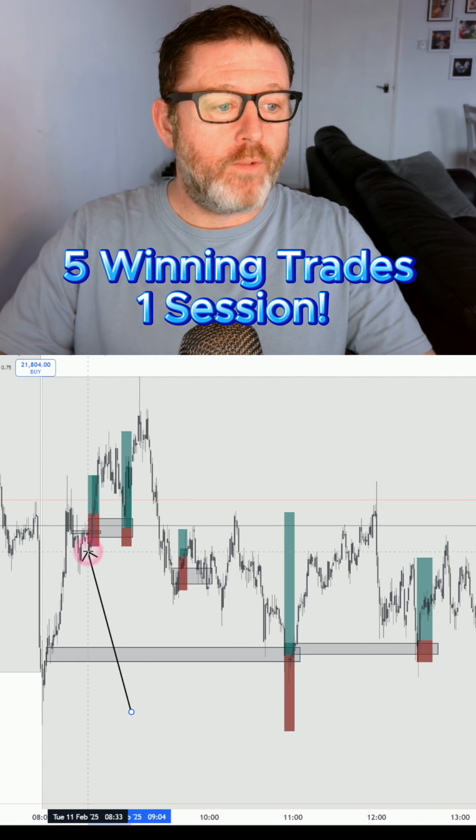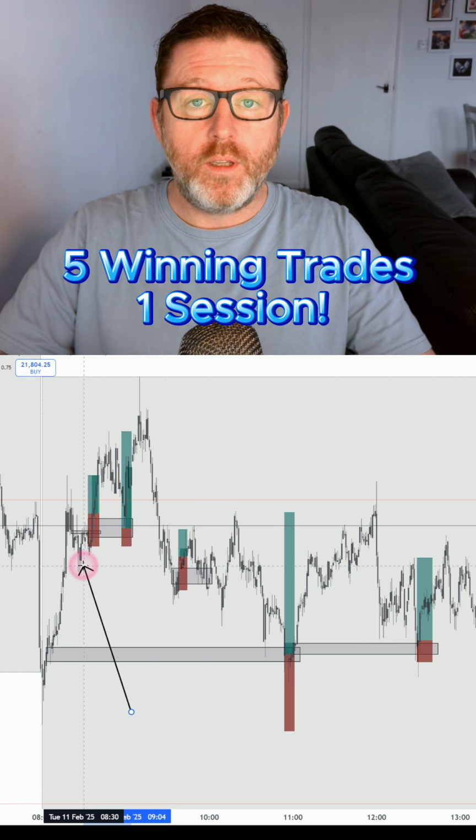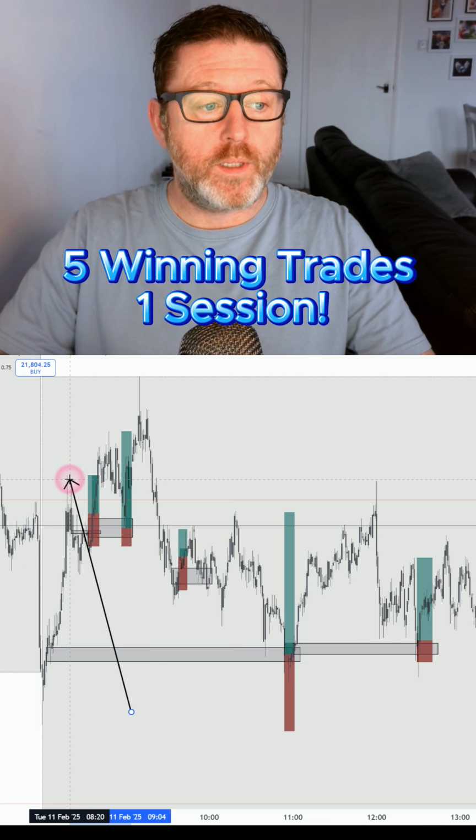So let's start over here. This was a very bog standard inverse. We've come down, we've swept some liquidity, we've come up, we've inversed. There were some equal highs above here, so we've targeted the next area of liquidity. So sweep, inverse, next area of liquidity.